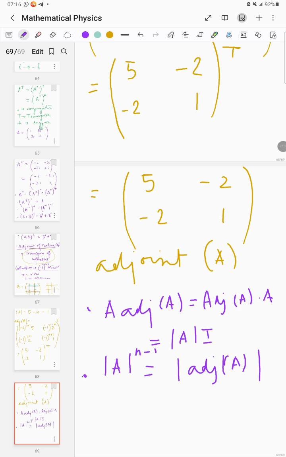In the next video, we'll look into some other properties of matrix and might solve some problems on matrix.